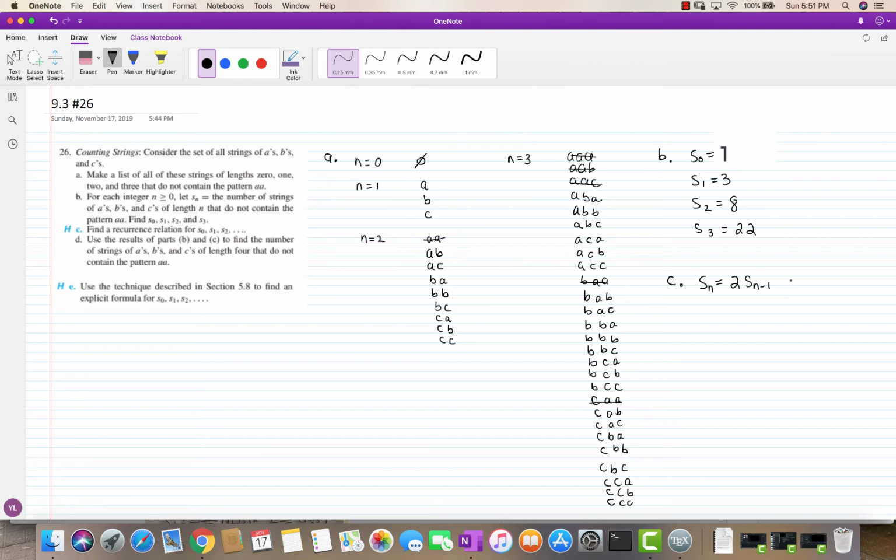But that generalizes as follows. I can either start with AB or AC and then finish the string with a length n minus 2 string. So this is your recurrence relation. Okay, so part D tells me to just use that to compute S4. You can do that, that's not difficult.